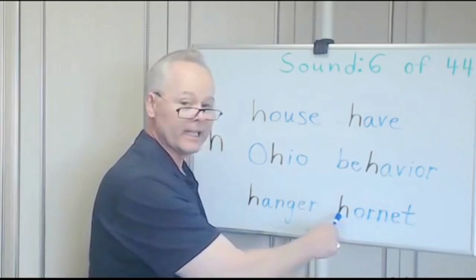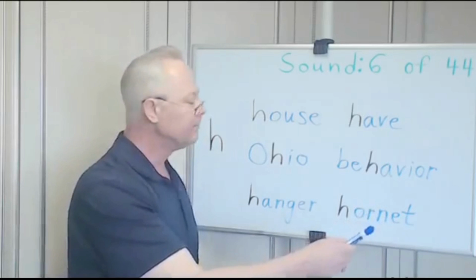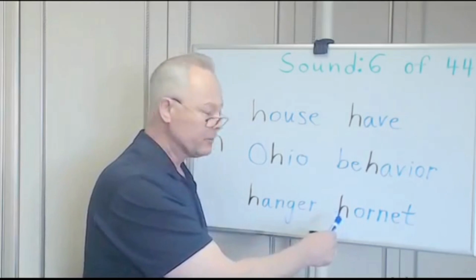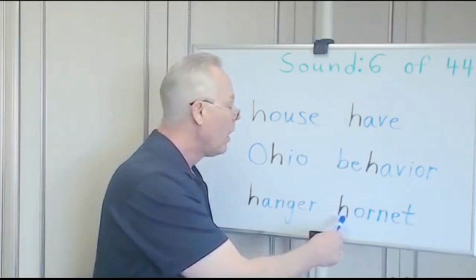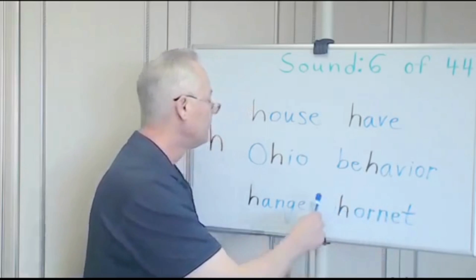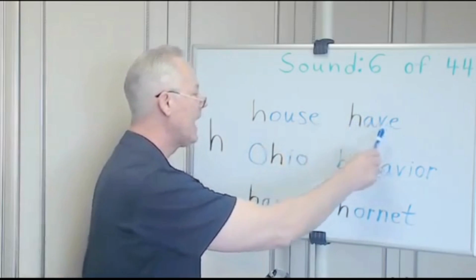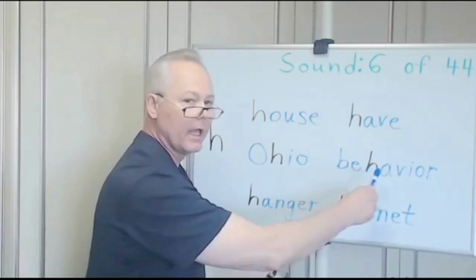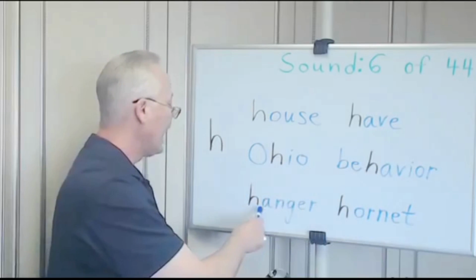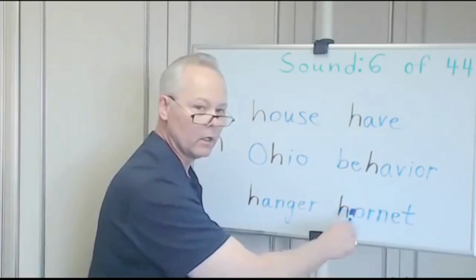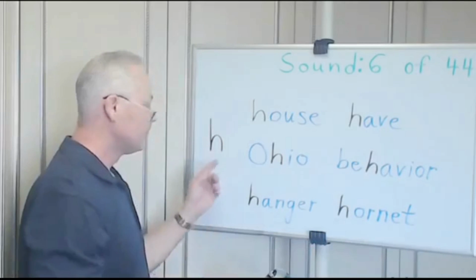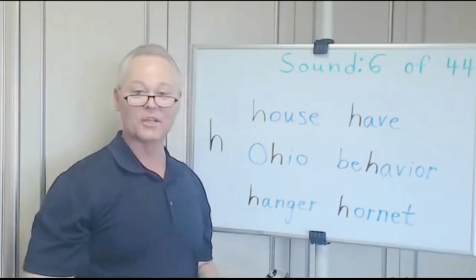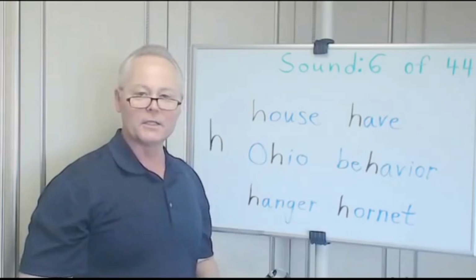Hornet. Hornets are like a bee. They can sting you. House, have, Ohio, behavior, hanger, hornet. The sound H. That's it for this lesson.